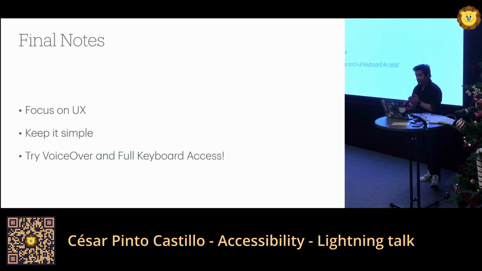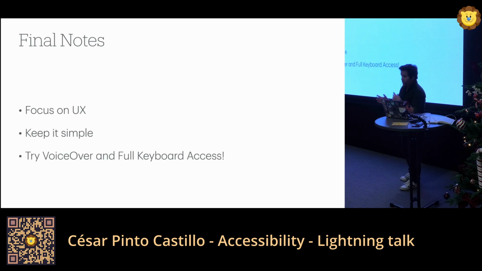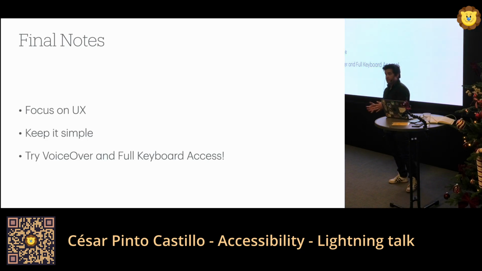Okay, so final notes. Focus on UX. With accessibility and VoiceOver and keyboard navigation, it's not about following the rules to be compliant with the rules exactly as they are. Instead, make sure that the user can use your app. That's the purpose of it. And being a user who is using VoiceOver, full keyboard access, dark mode, whatever it may be, design is not your primary concern. It's about being able to use the app. Design comes second. Of course, we all love beautiful apps, but accessibility should be above that.